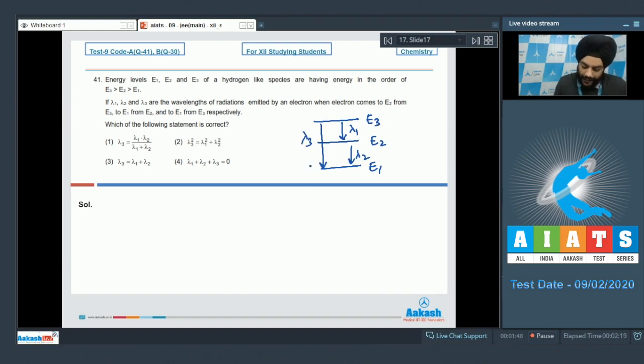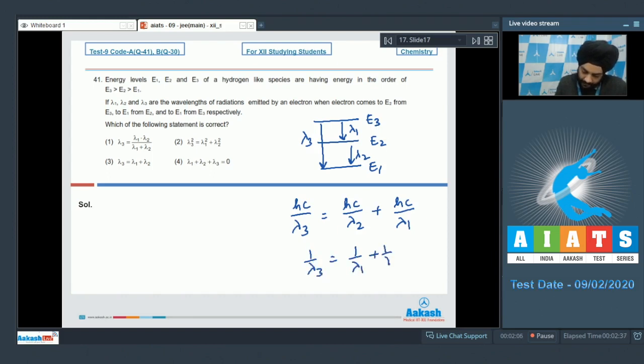Okay. So we know that, students, hc by lambda 3 shall be equal to hc by lambda 2 plus hc by lambda 1. So this implies that 1 by lambda 3 is equal to 1 by lambda 1 plus 1 by lambda 2. Or if we simplify this, we have lambda 3 equal to lambda 1 lambda 2 upon lambda 1 plus lambda 2. Okay. So if you look at the relations which are given to us, students, we can clearly see that the first option is correct, and for this question we have to mark the answer as option 1. Let us look at the next question now.